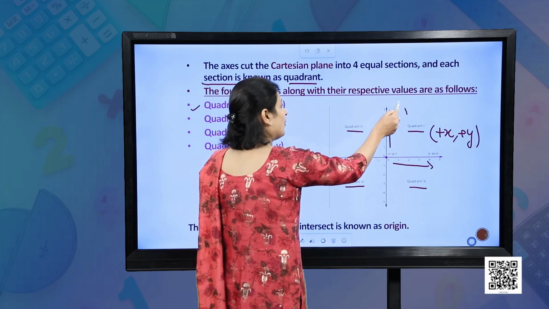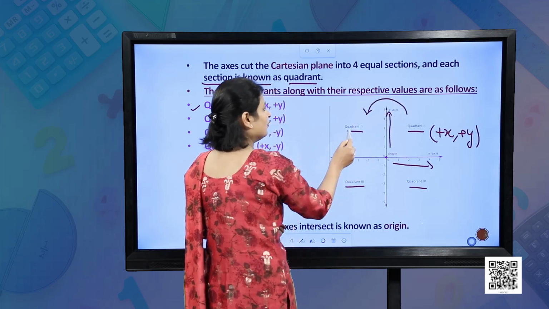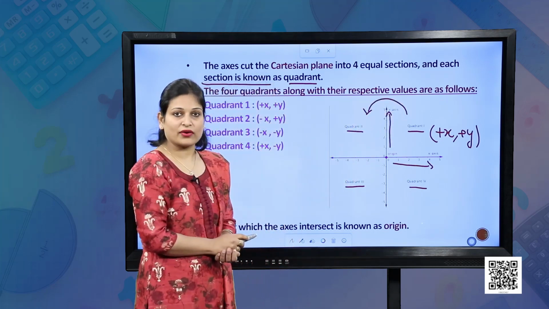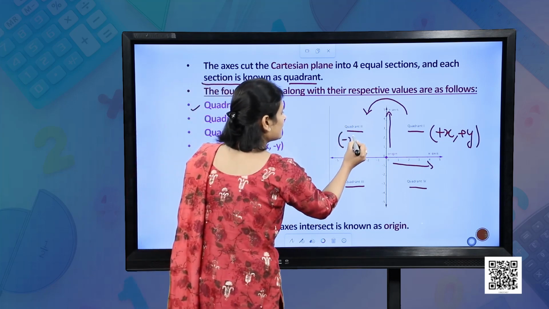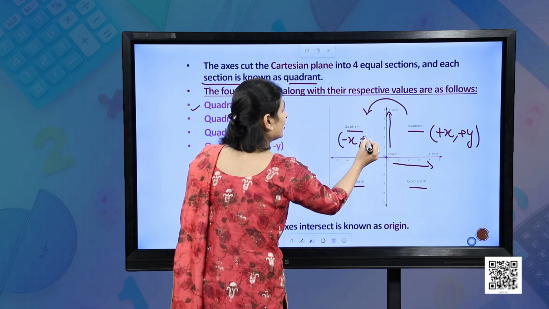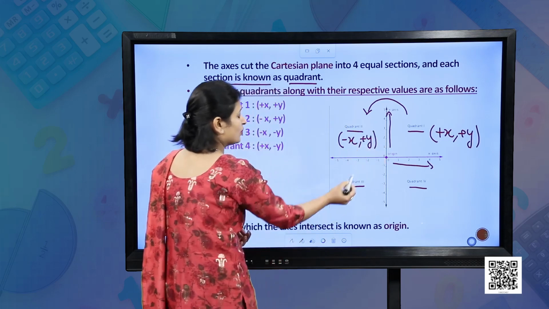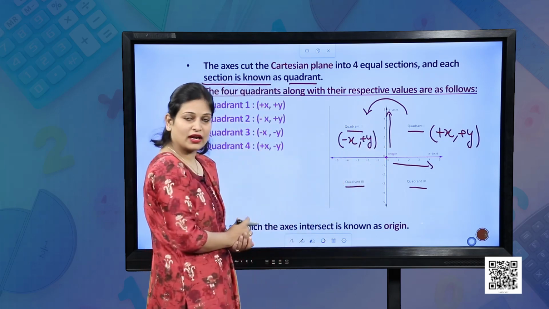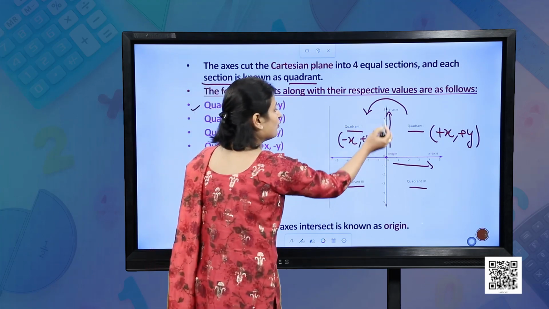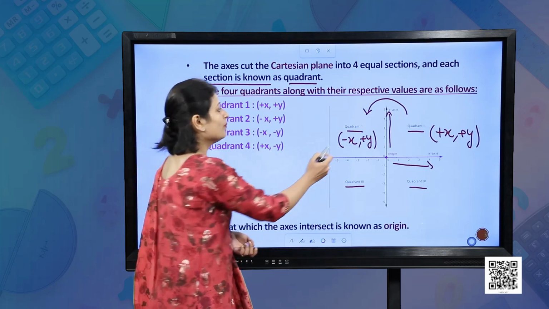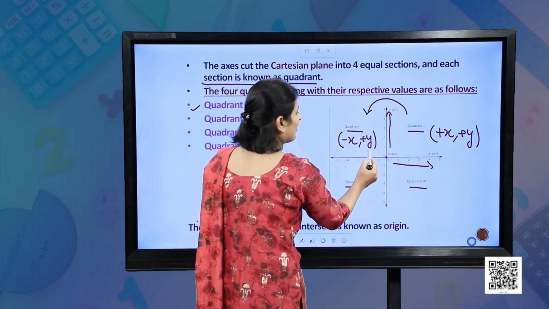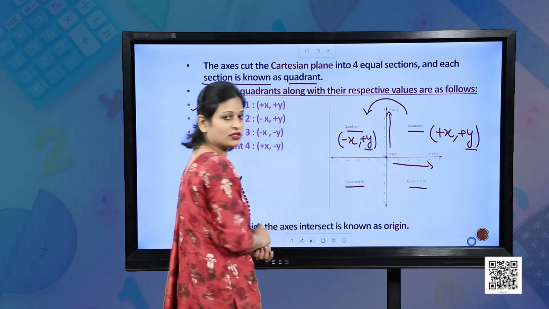As we move in the anti-clockwise direction, we name this quadrant as quadrant 2. Here, the x coordinate is negative and the y coordinate is positive. As you can see, the values of x over here are negative and here the values of x are positive. So, in both quadrant 1 and quadrant 2, the y coordinate is positive.